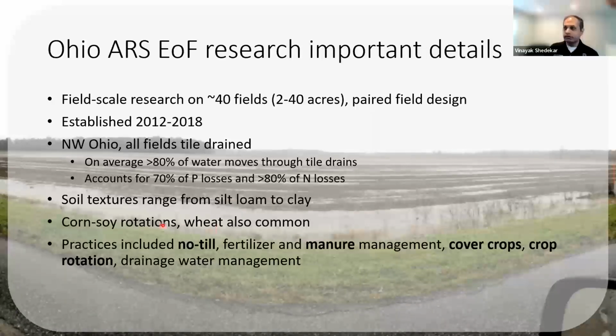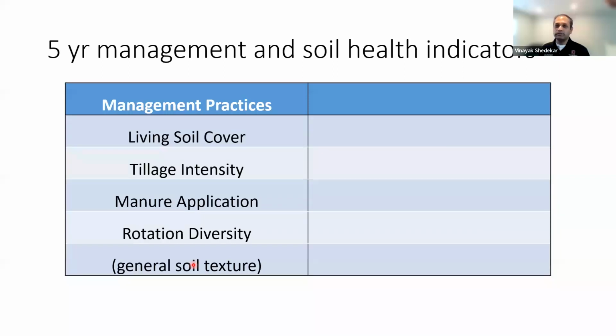Our corn, soybean, and wheat rotation is very common. But then the network of those 4D fields also includes practices like no-till, fertilizer, manure management, cover crops, crop rotation, and drainage water management. So it's a very good representative set of fields that is part of this network.